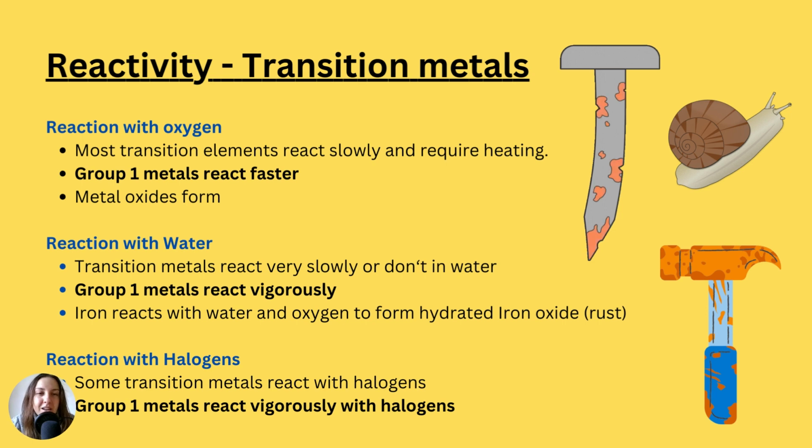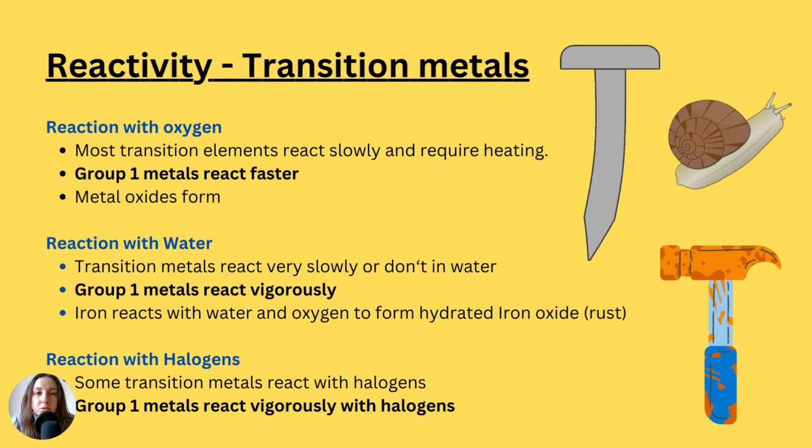So, let's dive in. In terms of transition metals reacting with the oxygen, we need to know that they form metal oxides. We need to know that this is a very slow process. Often it requires some form of heat being applied. You also may want to compare it to group one.